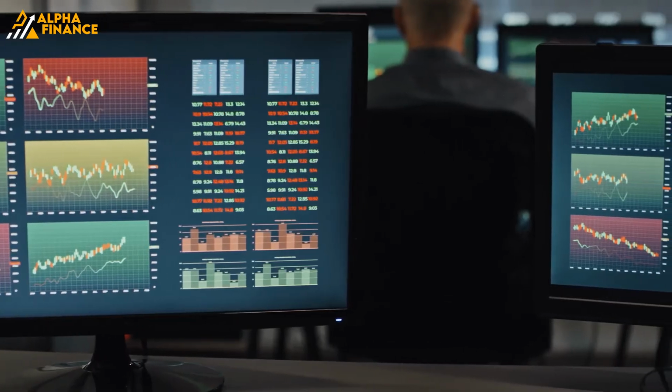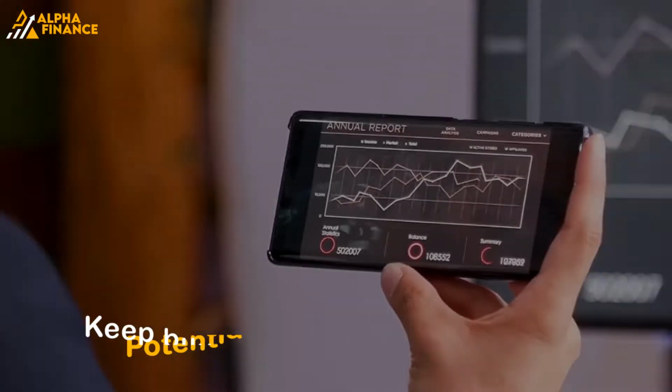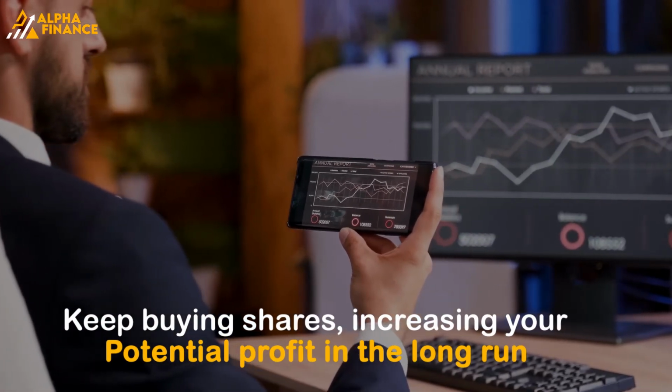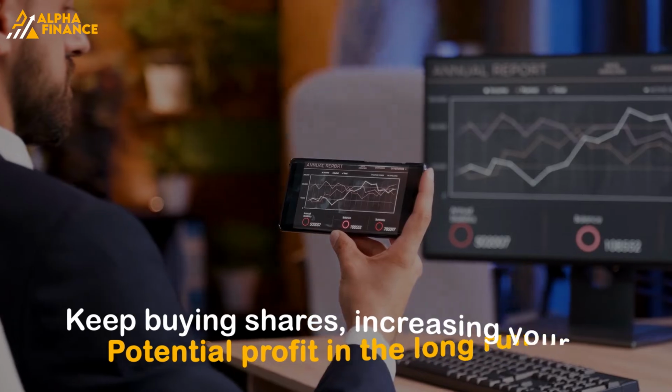Finally, here's a way to give dollar cost averaging a boost. Brokerages often allow you to automatically reinvest dividends from equities and mutual funds. That allows you to keep buying shares, increasing your potential profit in the long run.